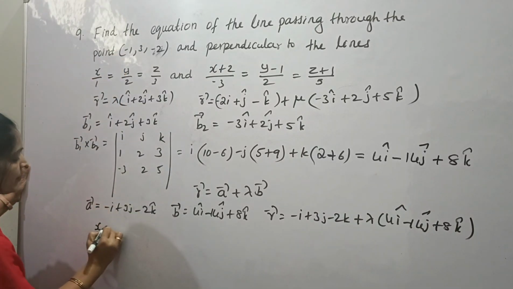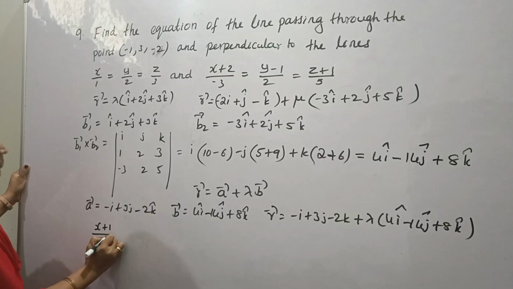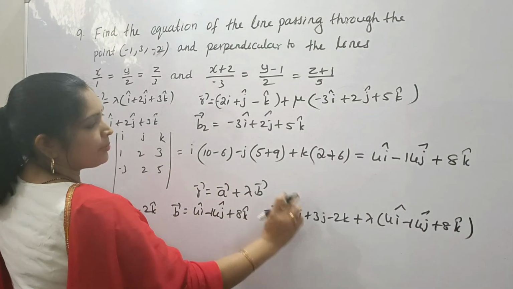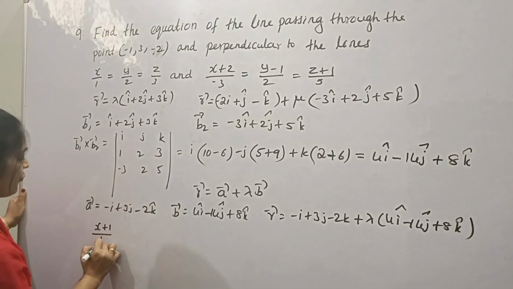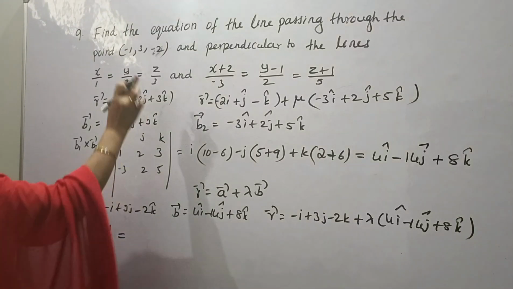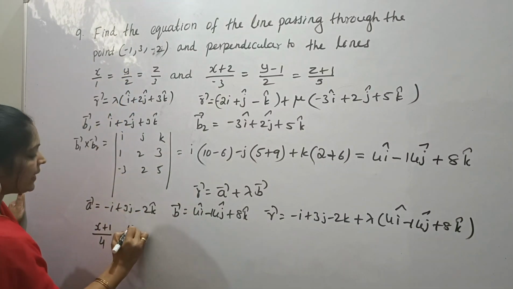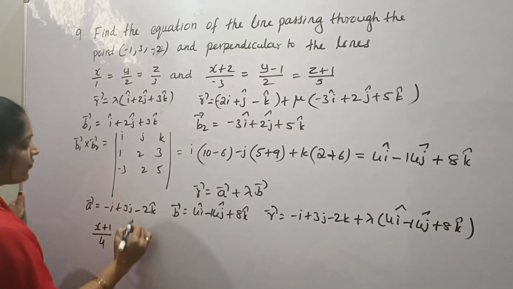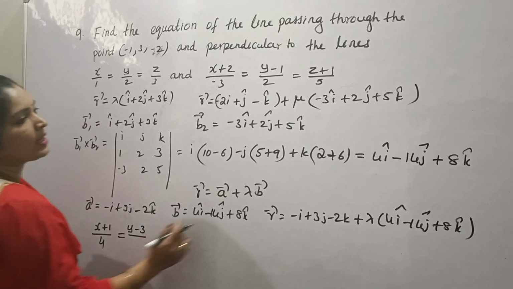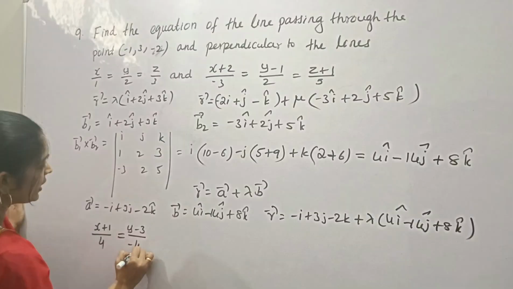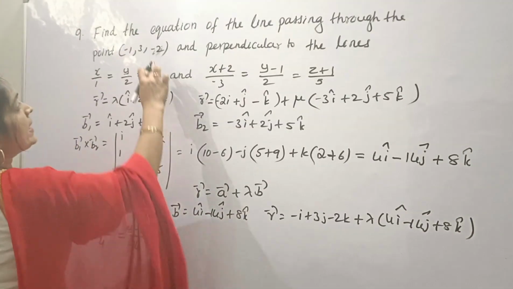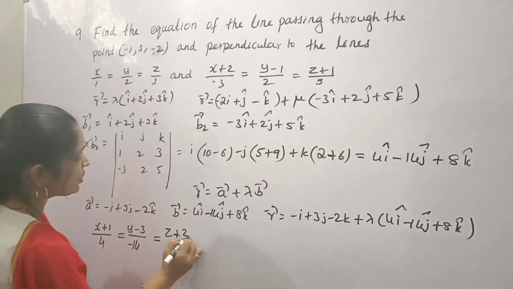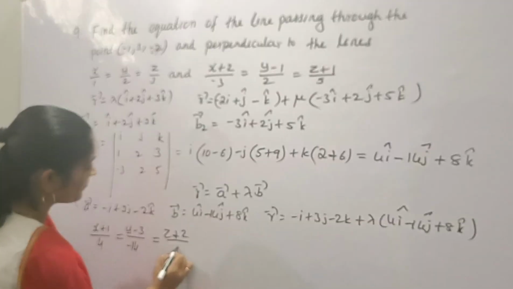that is the point, plus 1 divided by... so where is vector b? Yes, 4. That is equal to y minus y1, that is y minus 3 divided by minus 14, is equal to z minus 2, that is z plus 2 divided by 8.